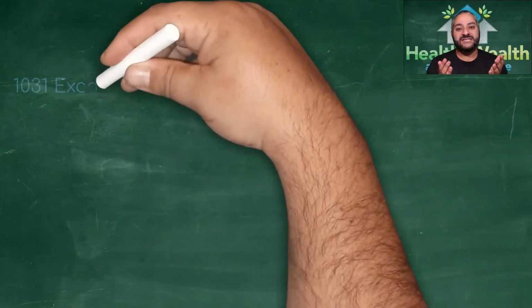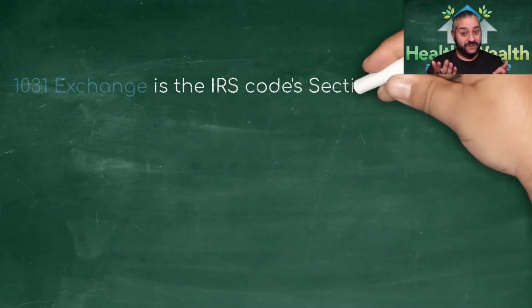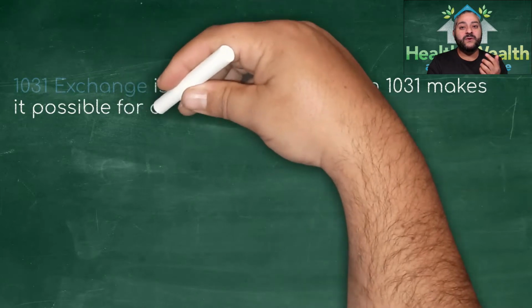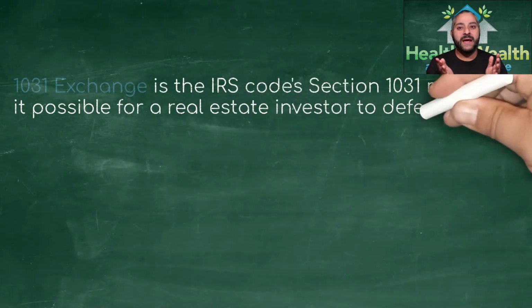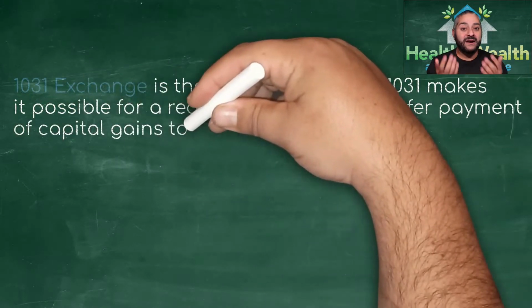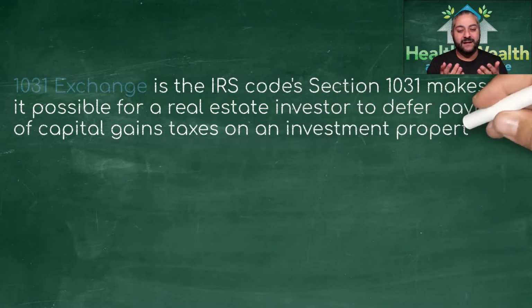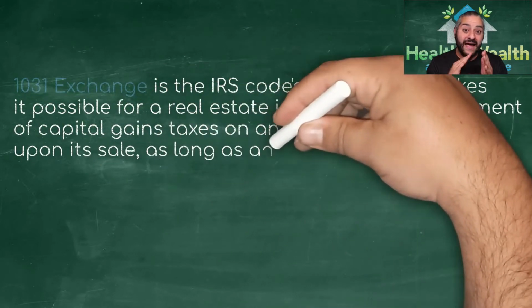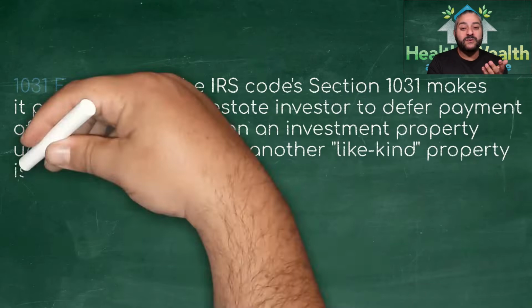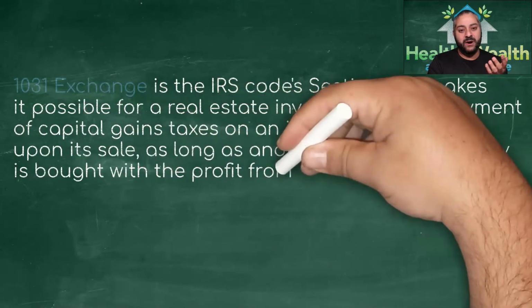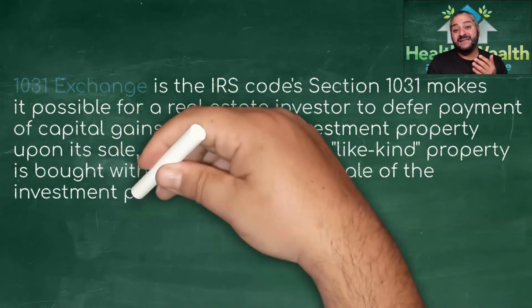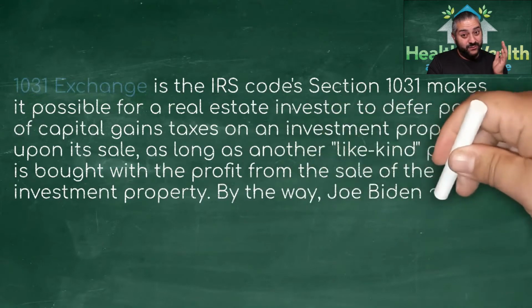The 1031 exchange, IRS Code Section 1031, makes it possible for a real estate investor to defer payment of capital gains taxes on an investment property upon its sale, as long as another like-kind property is bought with the profit from the sale of the investment property. By the way, Joe Biden has said he'll be abolishing the 1031 exchange.